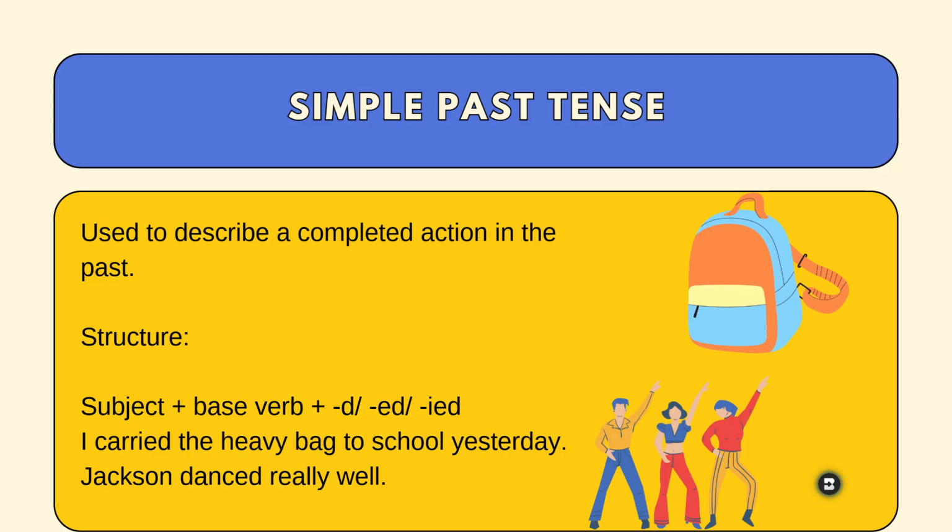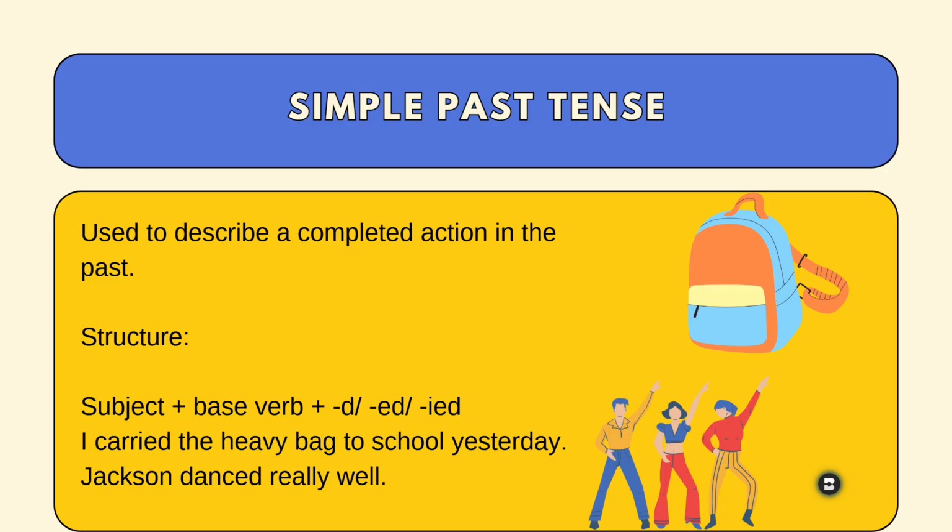So if it is a regular verb, you will have to add D, ED or IED to make it into simple past tense form. Some of the examples are: I carried the heavy bag to school yesterday. So the action is done, it's already over. In this sentence, the subject is I and the verb is carry. So we add IED to the verb to make it into its past tense form.